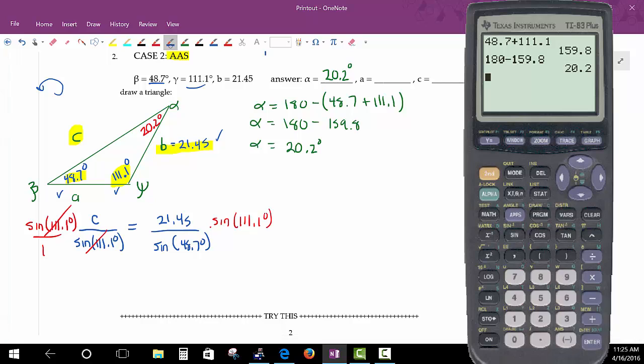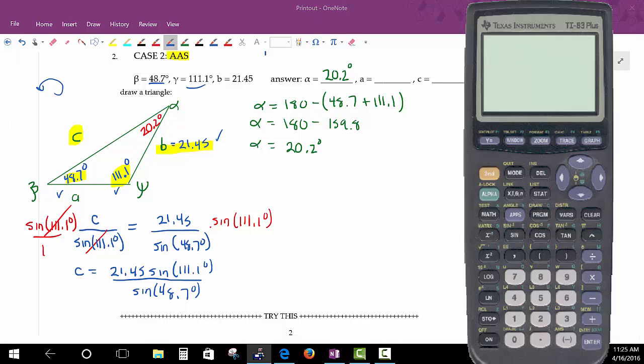All right, and what I'm going to have now is C is equal to 21.45 times the sine of 111.1 degrees all over the sine of 48.7 degrees, like that. Okay. Now I go to the calculator. So we're going to go 21.45 times the sine of 111.1 degrees. Got to close that parenthesis. Divide by sine of 48.7.